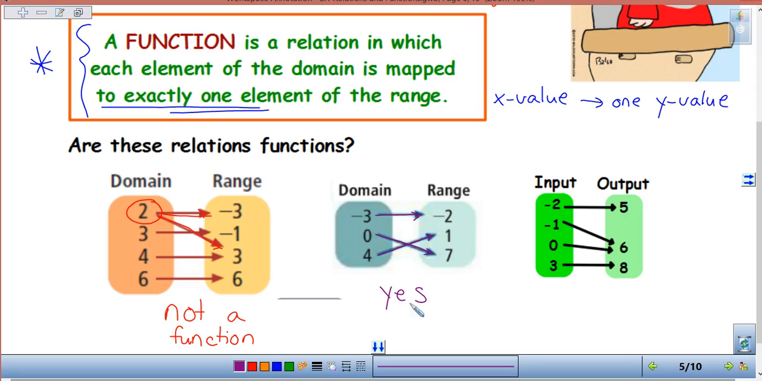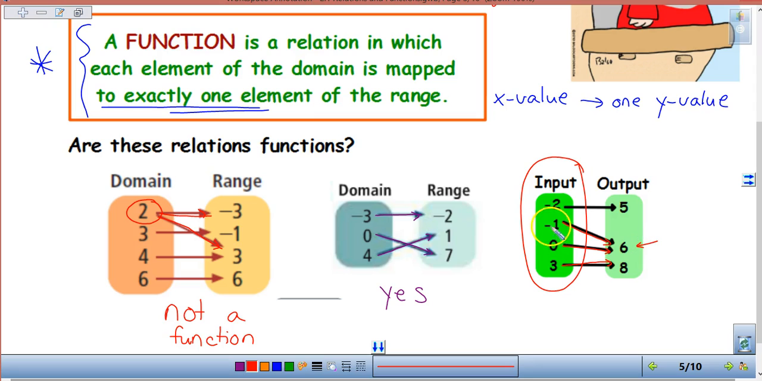Now, the next one sometimes can be tricky, but again, all we care about are those inputs. How many arrows do those have? So -2 goes to 5, -1 is going to 6, 0 is also going to 6, and 3 is going to 8. Well, it looks like, oh, there's a problem right here.